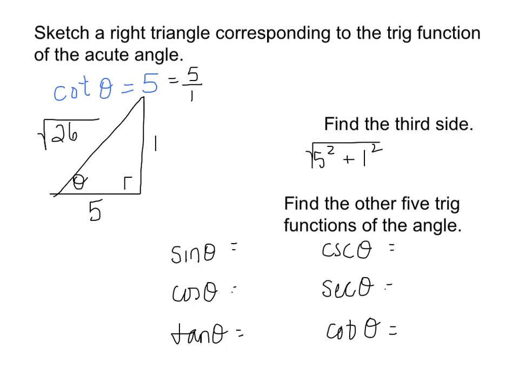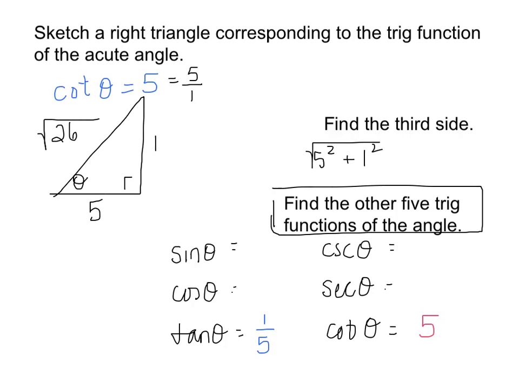Because on a test, this is all you're going to get. Not going to tell you how to do these other sides. So, okay, they gave me cotangent. Cotangent is 5. So that would mean that tangent is going to be 1/5.